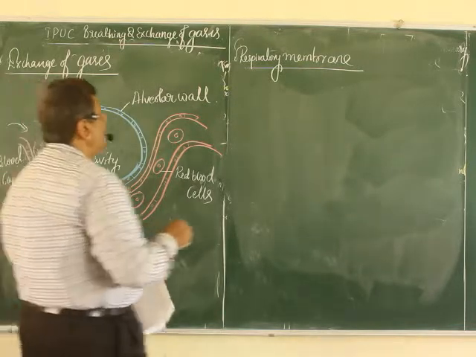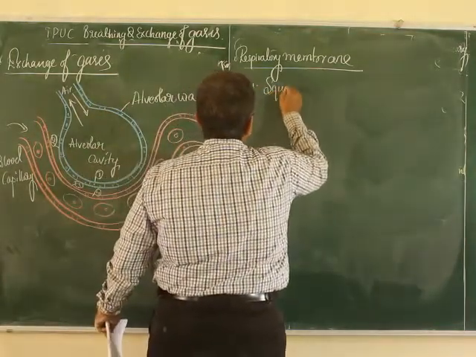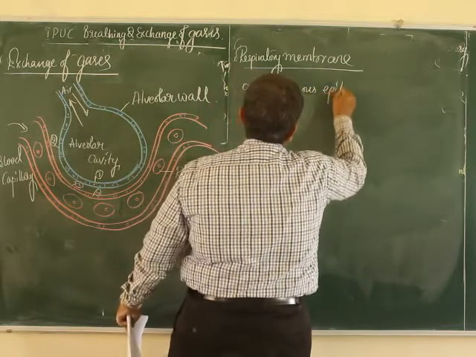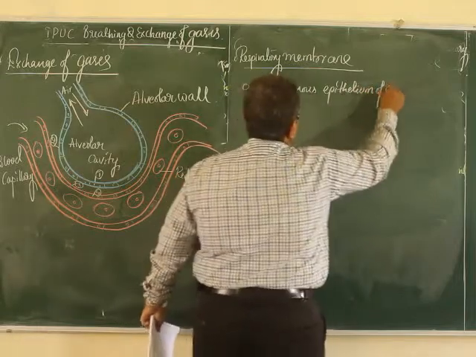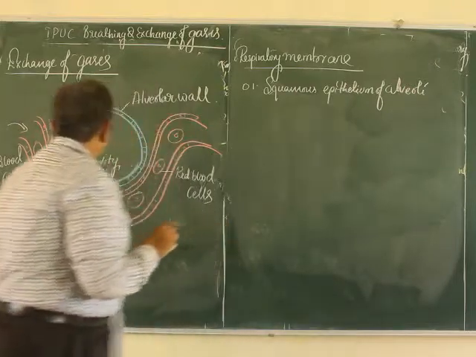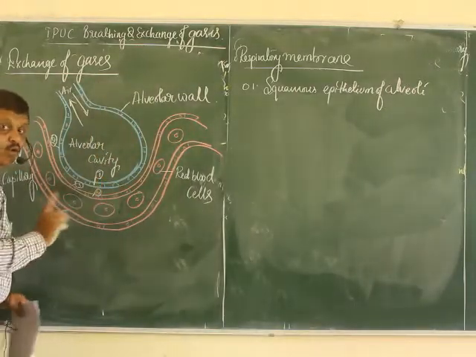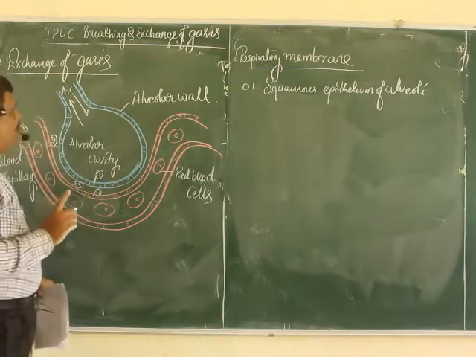So, it involves squamous epithelium of alveoli. Which number have I given here? 1. That's 1. Is it clear? Don't give the number in the exam. This is for your reference I am giving.